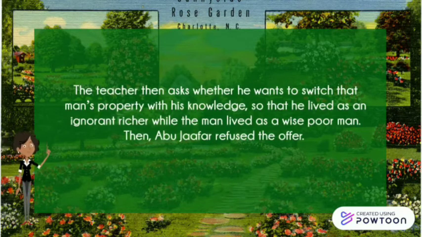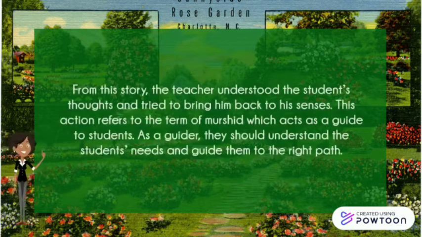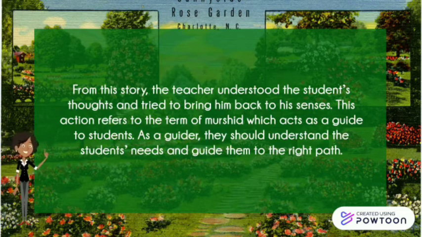The teacher then asked whether he wants to switch that man's property with his knowledge, so that he lives as an ignorant rich man while the man lives as a wise poor man. Then Abu Ja'far refused the offer. From this story, the teacher understood the student's thought and tried to bring him back to his senses. This story is really related to the term murshid, because a murshid always guides the students to the right path.